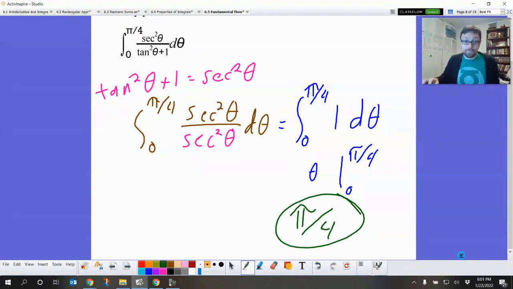Huzzah! The big trick about that one is being able to spot this. I think that's pretty sneaky. So that's kind of a big brain moment right there to be able to spot that, because otherwise we don't really have anything to do with secant squared and all that jazz.